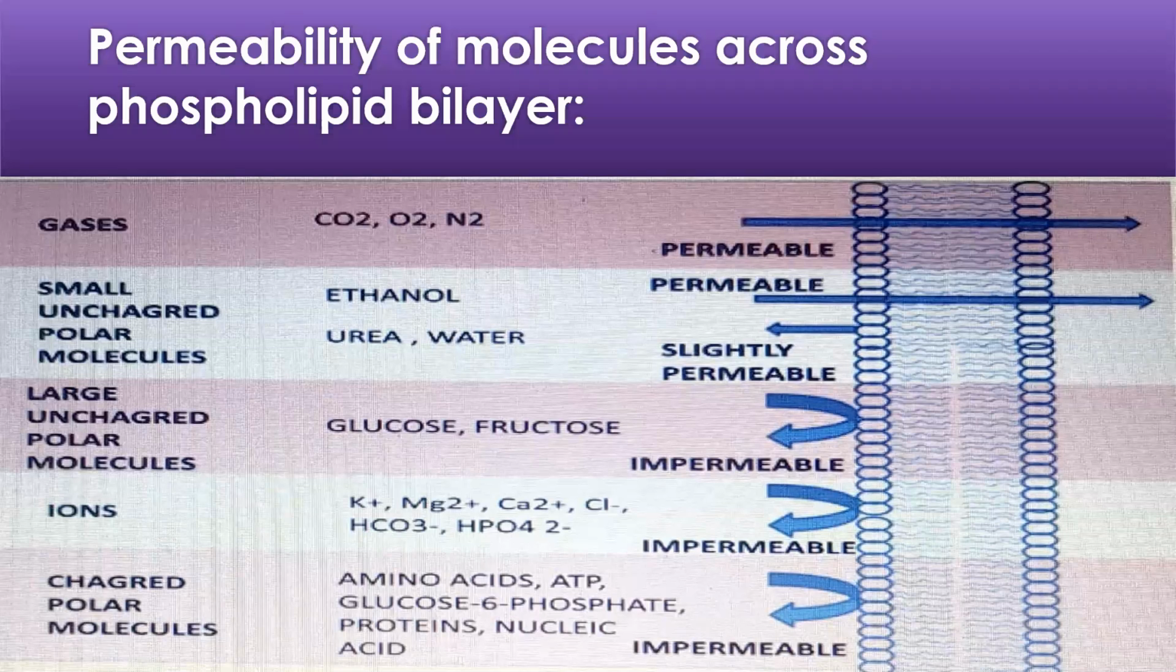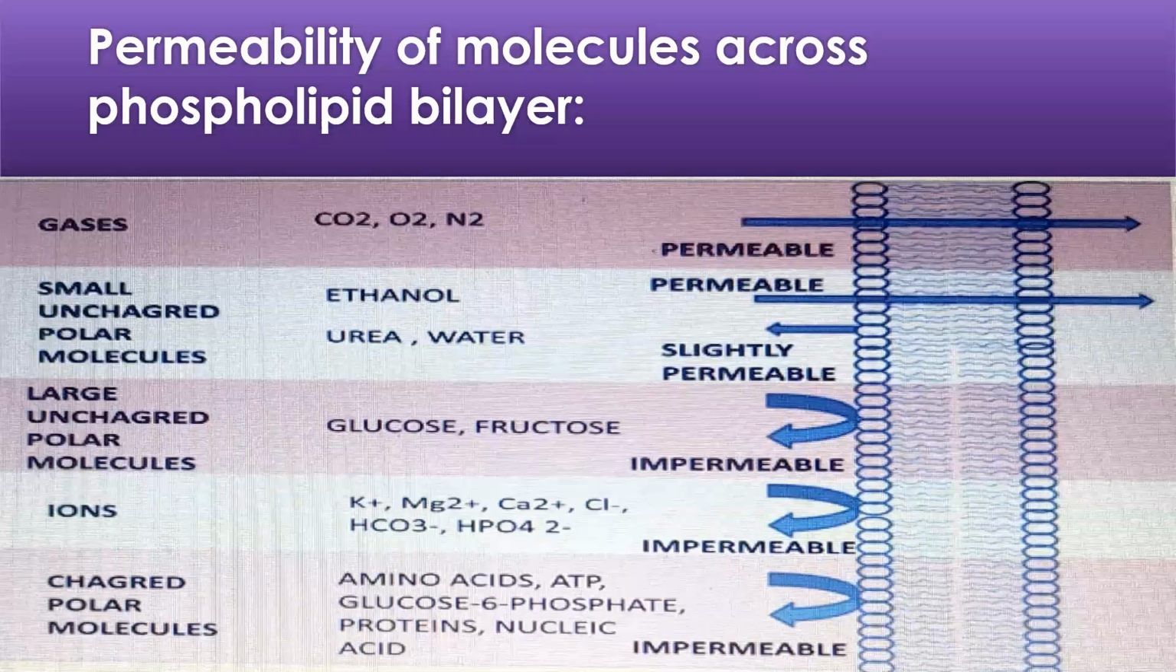We also have ions, such as potassium, magnesium, calcium, and chlorine ions. They also need a transport system to get into the cell. Charged polar molecules like ATP, glucose 6-phosphate, and amino acids also need permeases to cross the plasma membrane.